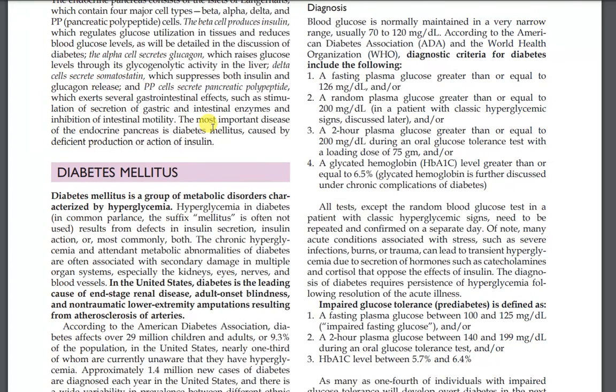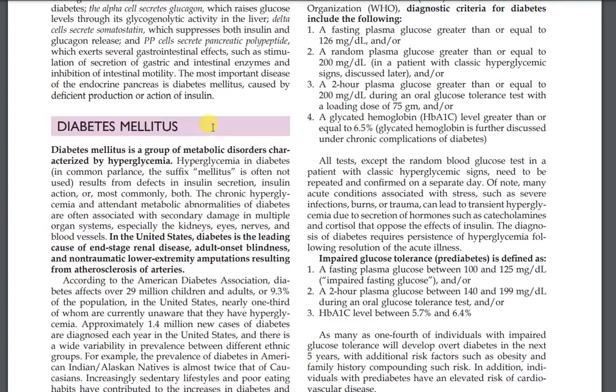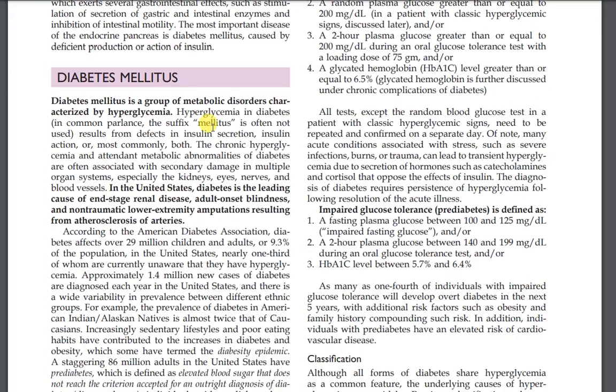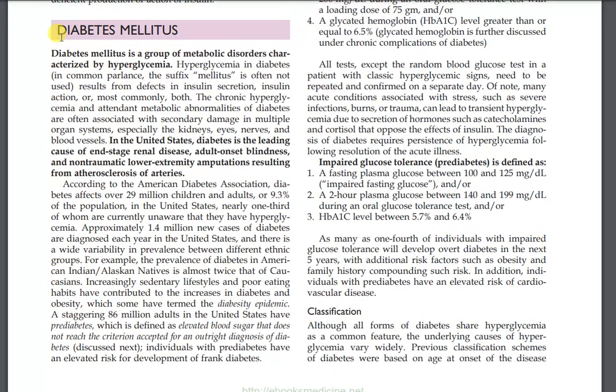So they produce somatostatin and pancreatic polypeptide, so it's less important for us. Much more important for us is insulin, of course, because it leads to formation of diabetes mellitus. Diabetes mellitus is hyperglycemia which happens due to insufficiency or improper work of insulin, and it's chronic hyperglycemia.